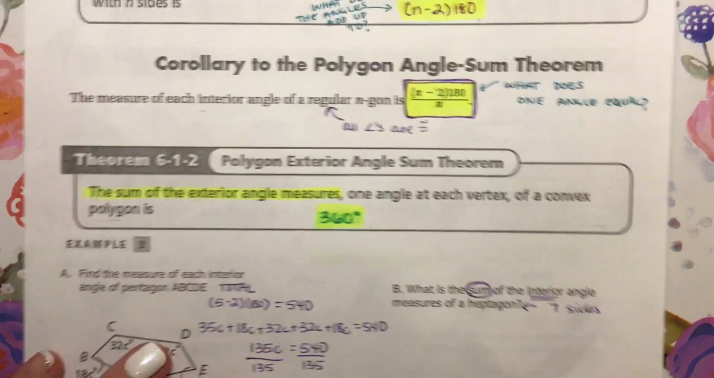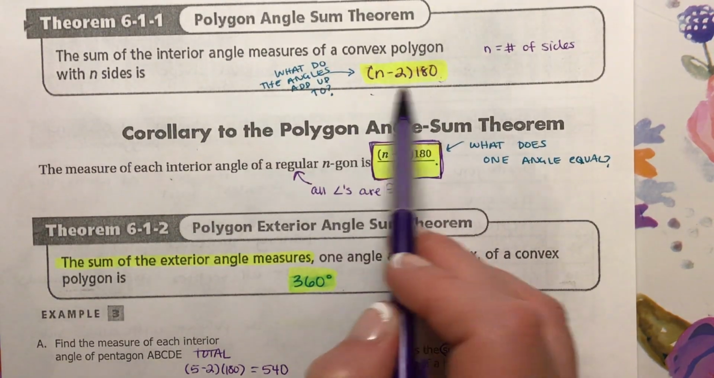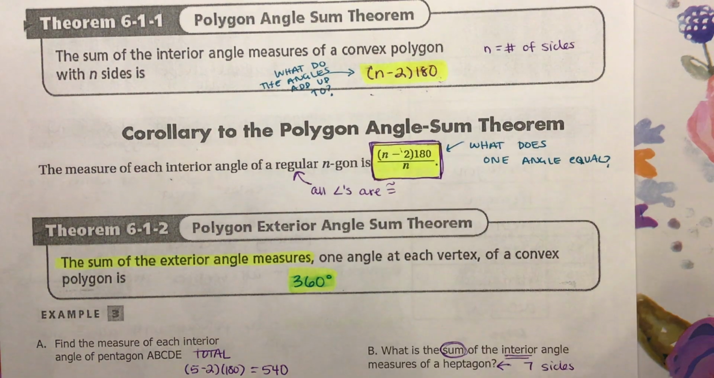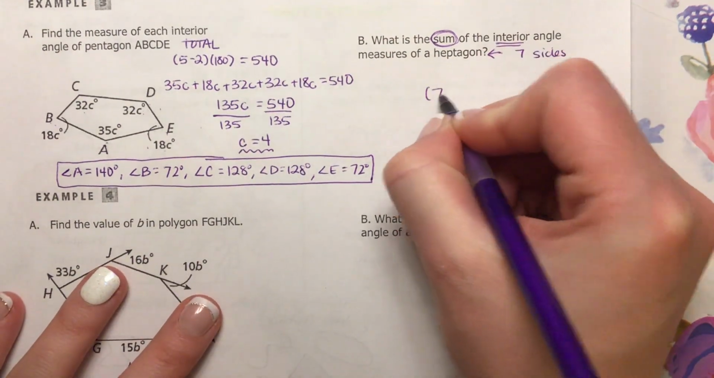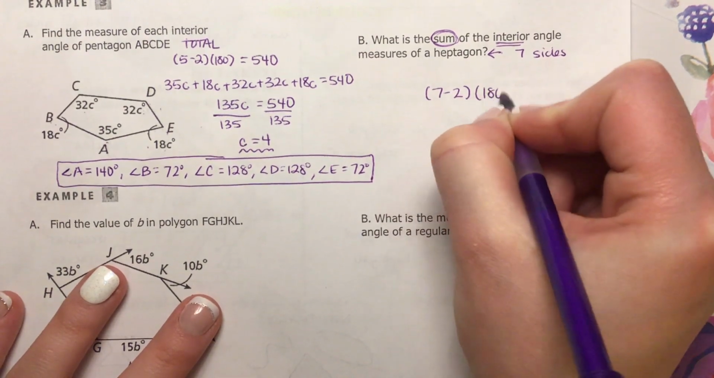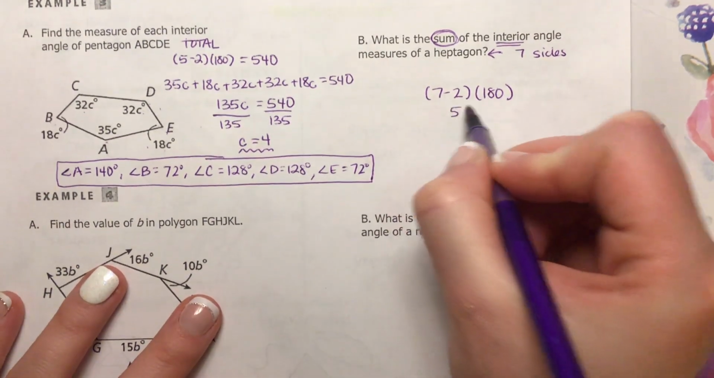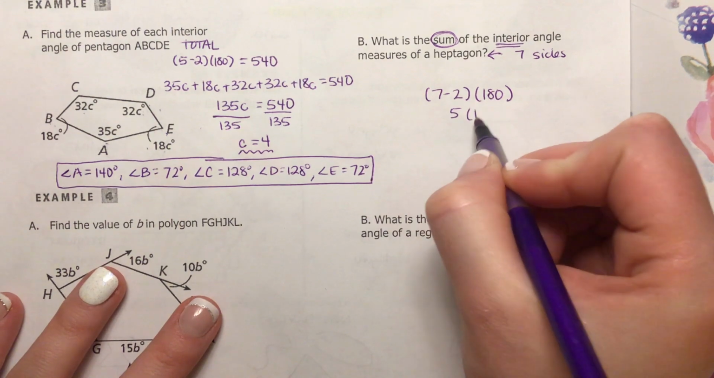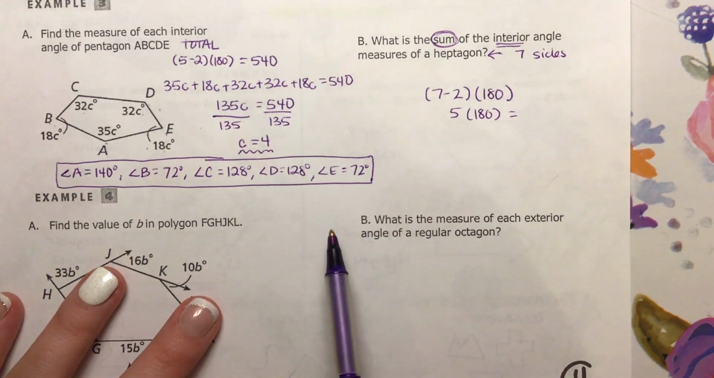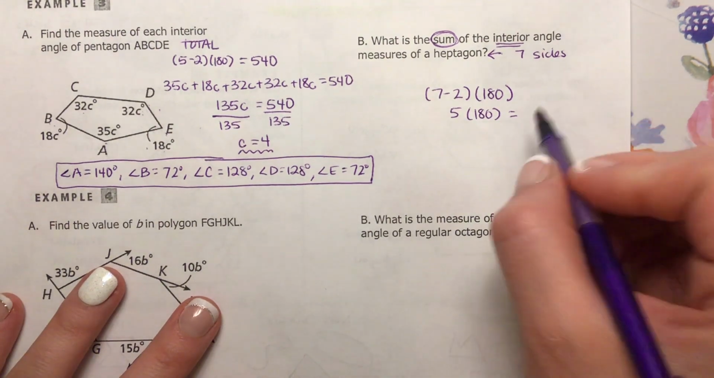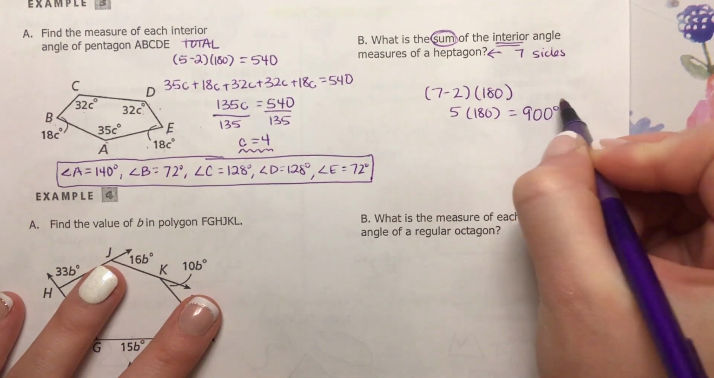All I've got to do is use my formula right up here. So n represents the number of sides. I'm going to say 7 minus 2 times 180. Well, that's 5 times 180, and when I plug that into a calculator, I am going to get 900 degrees.